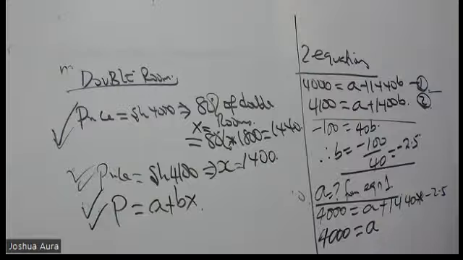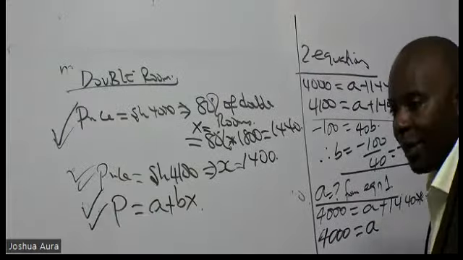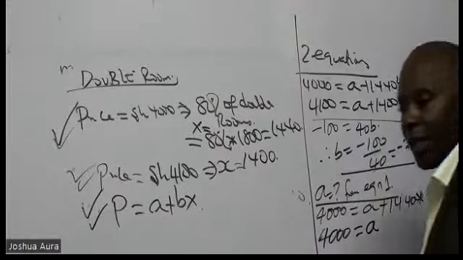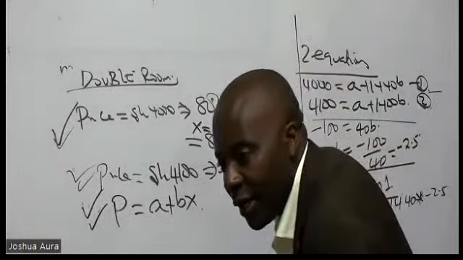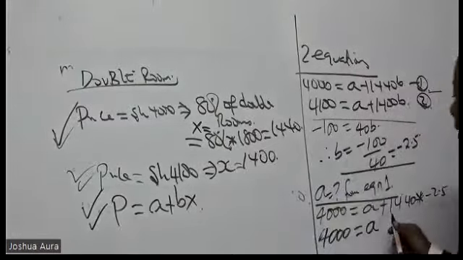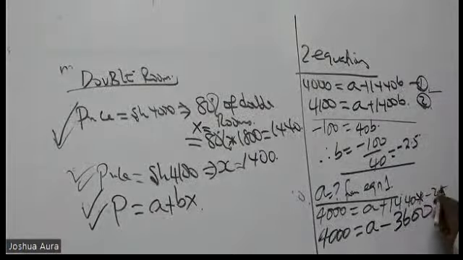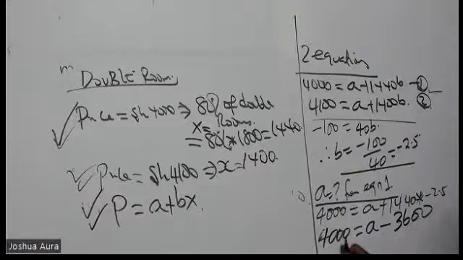This and this will be negative. Somebody give me a figure there. Please help me out. Yeah, so we have it giving me minus 3,600. Please let this cross over the equal. When it crosses over the equal, it becomes positive, right? So it will be A equals 4,000 plus 3,600, which is 7,600. That is A. And I have B.